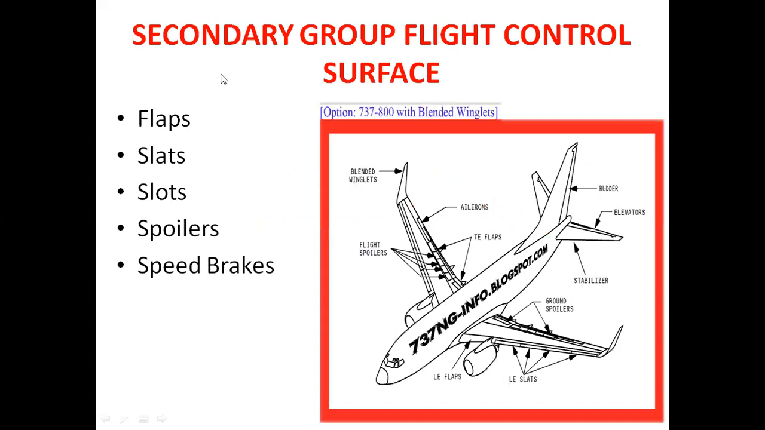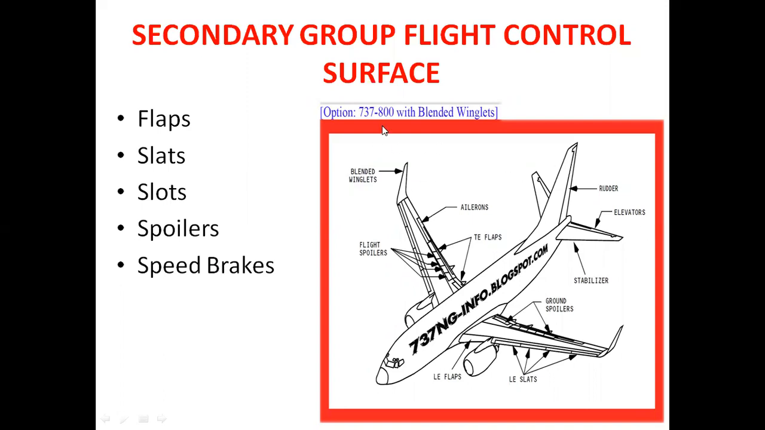Now, the secondary group flight control surfaces are: number one, flaps; second, slats; slots, spoilers, and speed brakes. These all are secondary group flight control surfaces. So aircraft have secondary group flight control surfaces, which are: number one, flaps; second, slats; next, slots; next, spoilers; next, speed brakes.